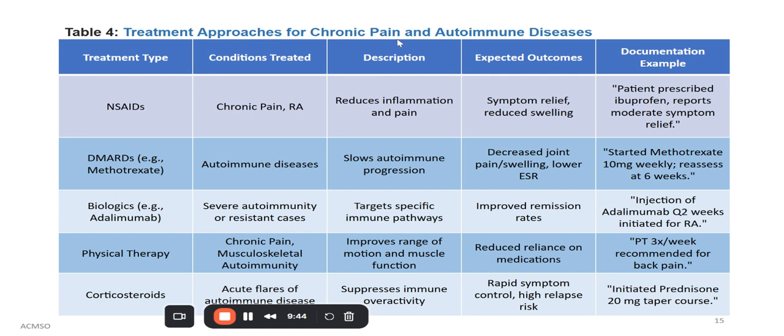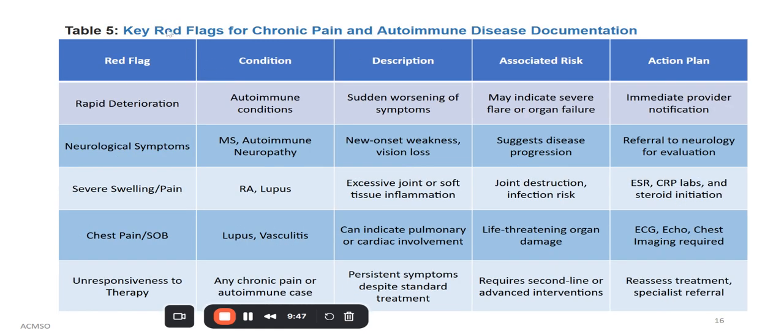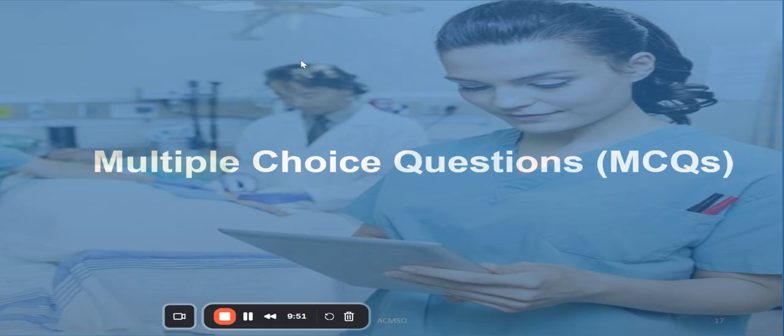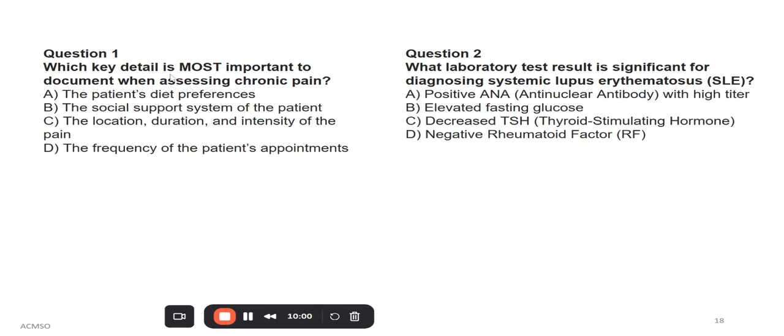Question 1. Which key detail is most important to document when assessing chronic pain? A. The patient's diet preferences. B. The social support system of the patient. C. The location, duration, and intensity of the pain. Or D. The frequency of the patient's appointments. Definitely it's C.